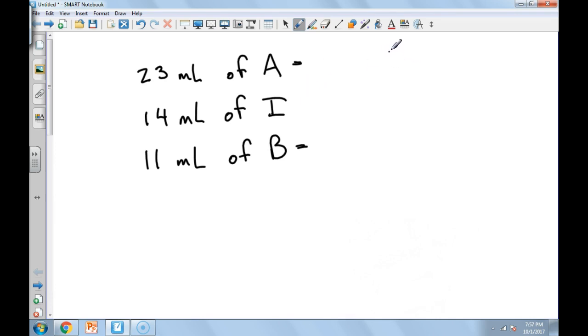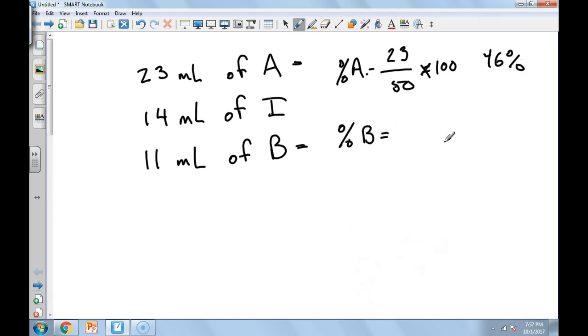And so the percent of A is just going to be 23 over 50, times 100 because it's a percentage. So that's just going to give you a recovery of 46%. And then percent B, same thing. Okay, you're going to get 22%.